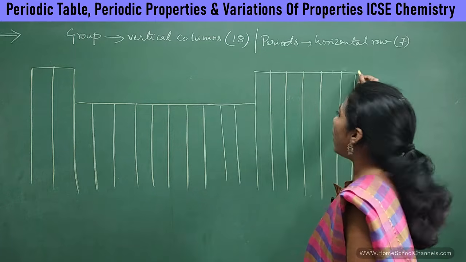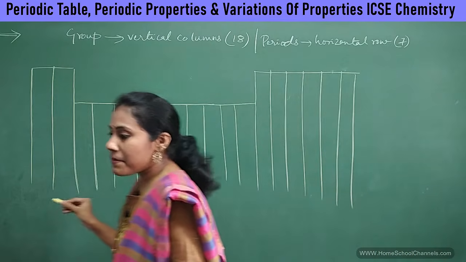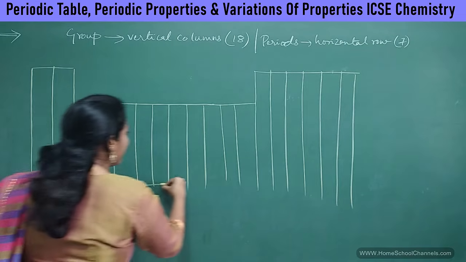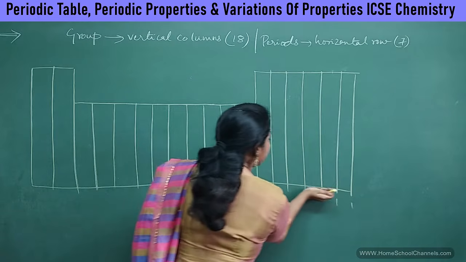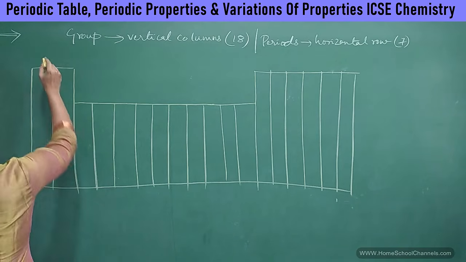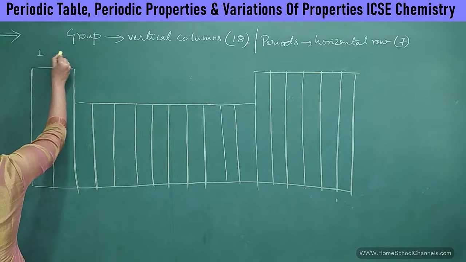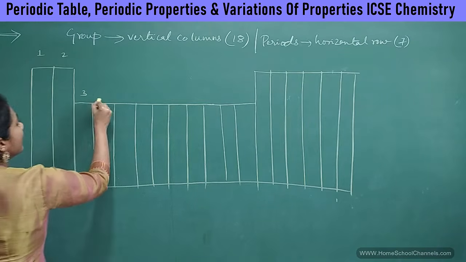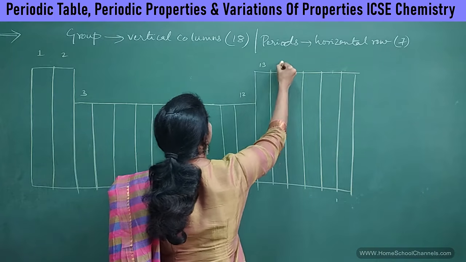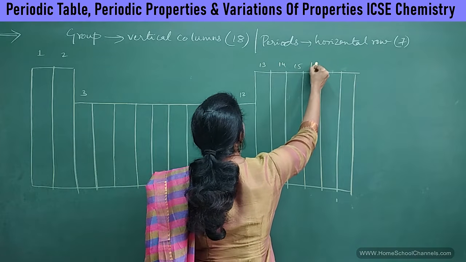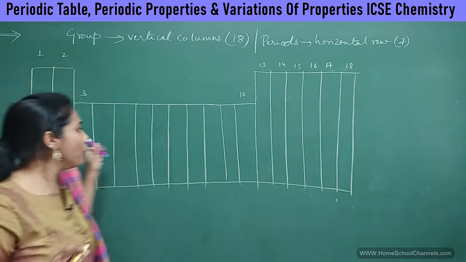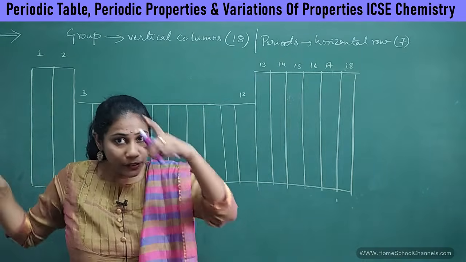You can draw along with me so that it becomes a practice for you. It's better to draw and practice, right? So these are our 18 groups. Let me just give the numbers. This is 1, 2, 3, up to 12, and this is 13, 14, 15, 16, 17, 18, right? So these are our 18 groups.